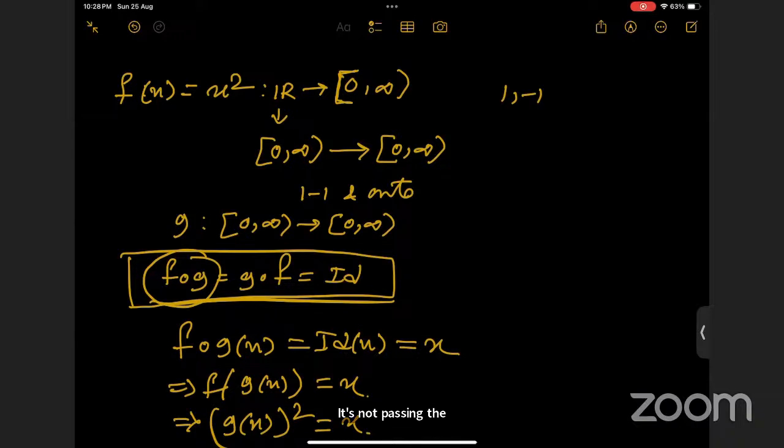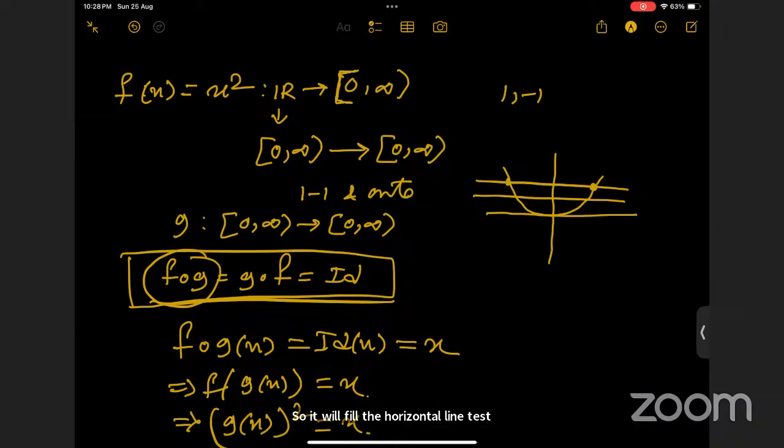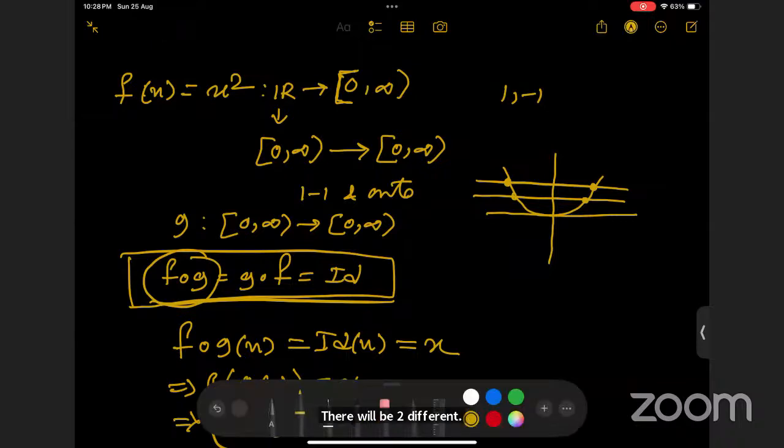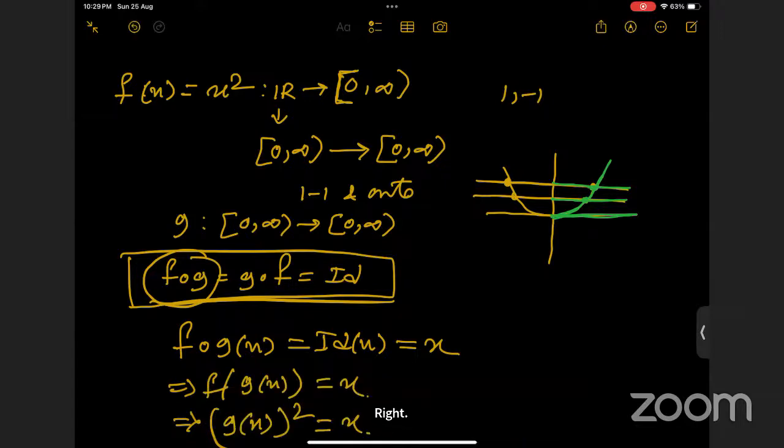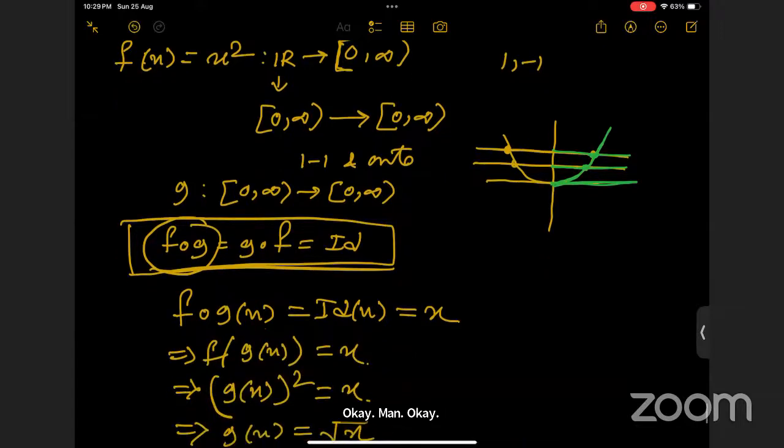Because see, the graph will be something like that, right? At the origin, it will fail the horizontal line test, as there will be 2 different images. But if we restrict our domain from this to this, then our new graph becomes this only. Then there is no problem with the horizontal line test, and there is only one image, right? Okay, ma'am.